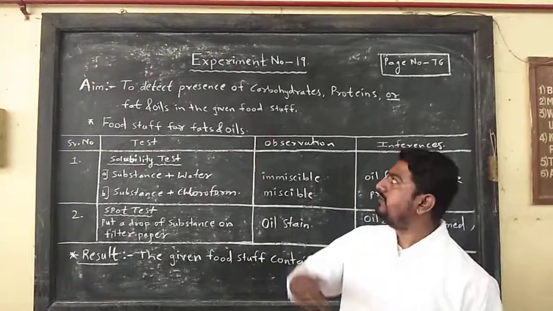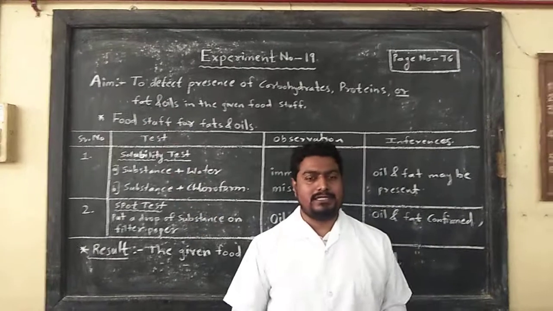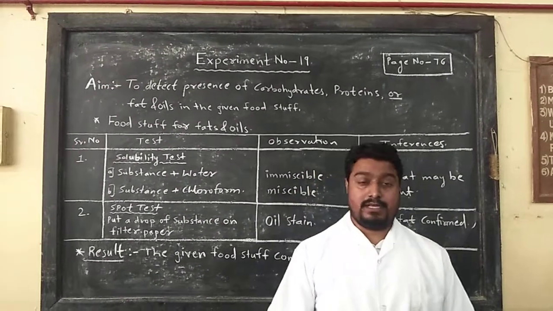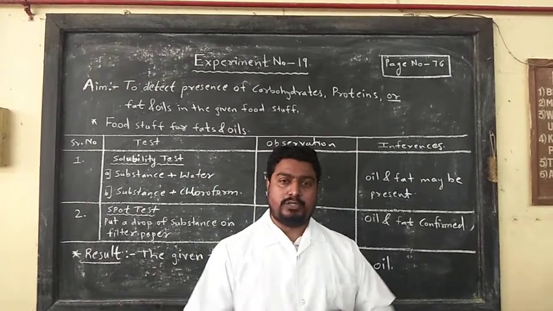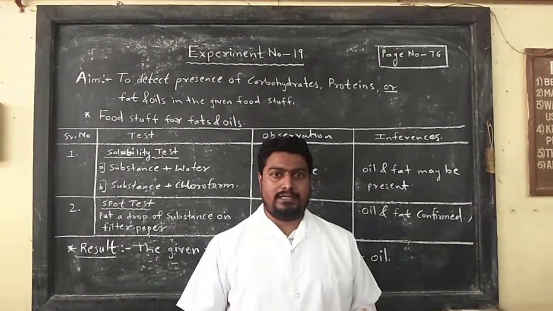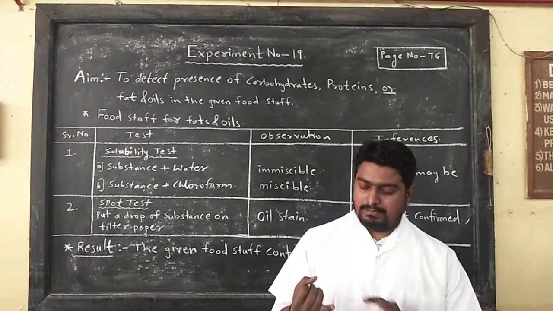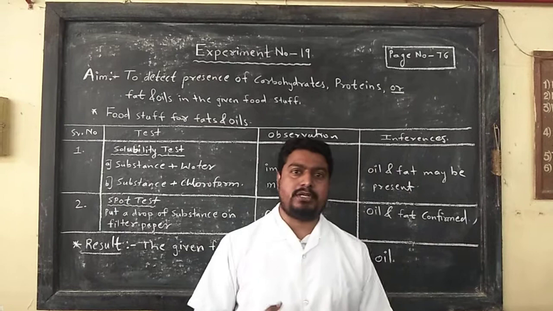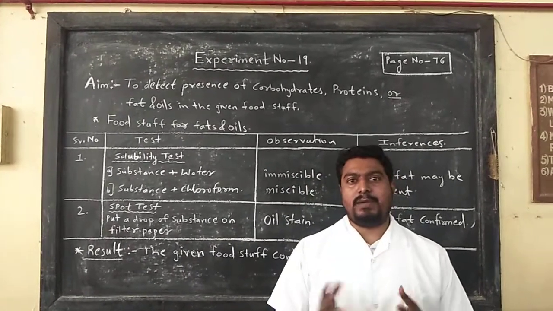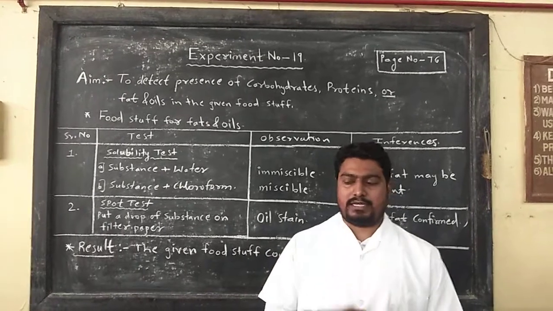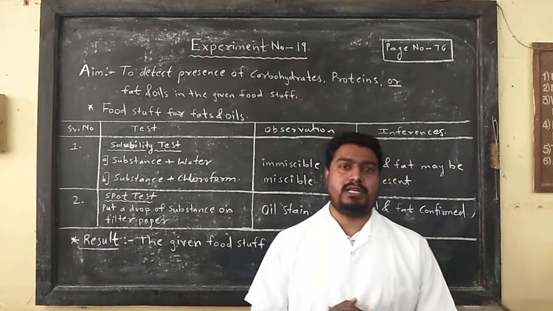Now if you observe the words carbohydrates, proteins, fat and oil, what are these? These are the biomolecules. Some more biomolecules are there, like lipids and enzymes. These biomolecules regulate the biochemical processes that occur in our body, like blood circulation, digestion, respiration. All these biochemical processes are regulated by the biomolecules.